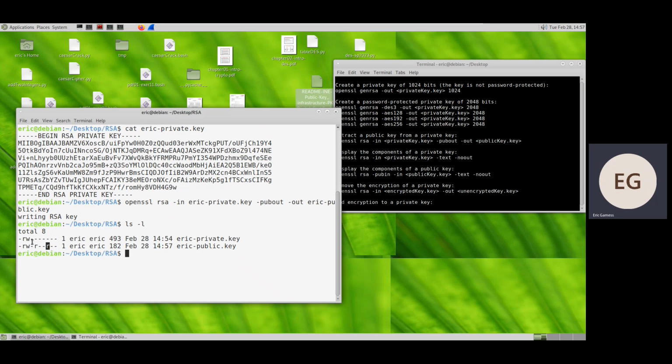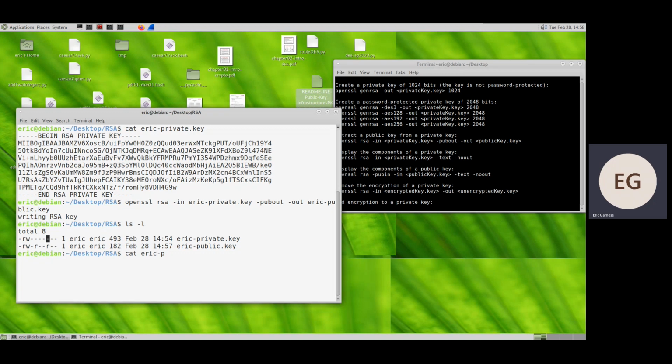Look at the private key by default. Look at the rights. You see there is only an r for who? For Eric. The user Eric can read it. Nobody else, because we don't have an r here and we don't have an r here. Which means that I don't want other people to see my private key. So let me show you the content of my public key.